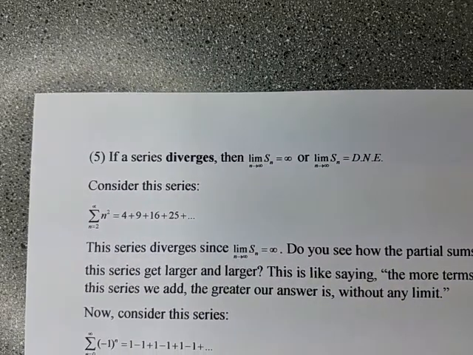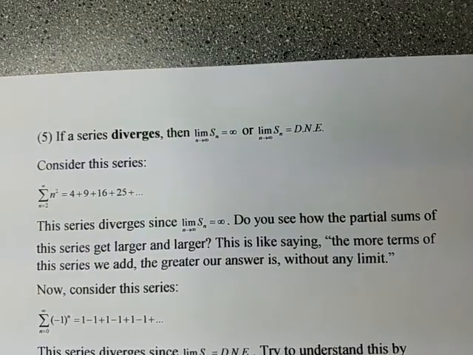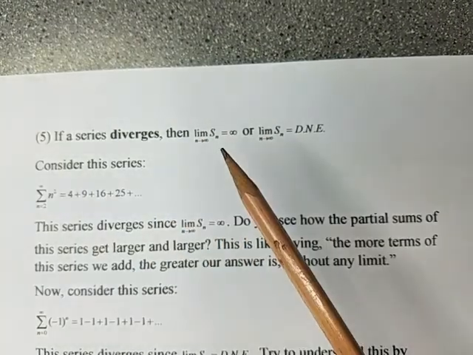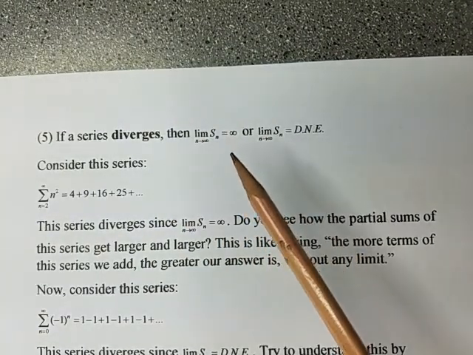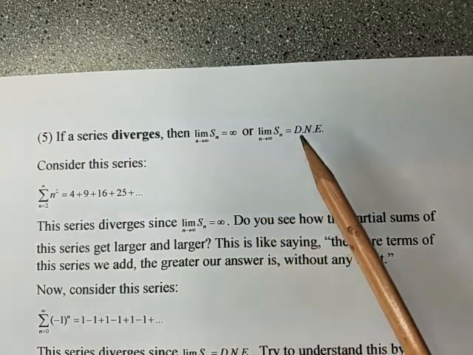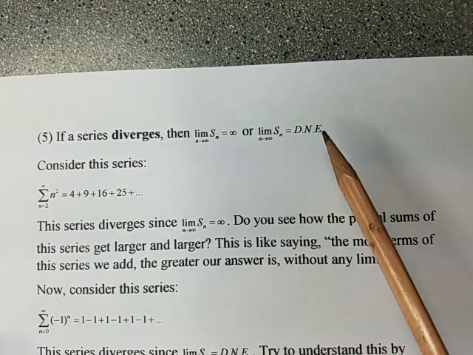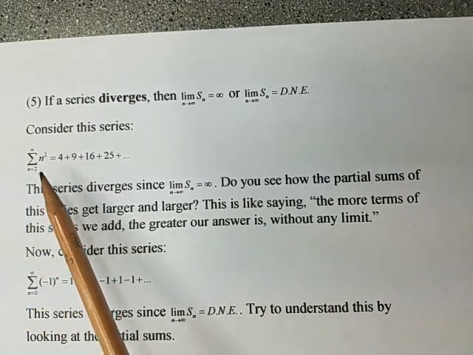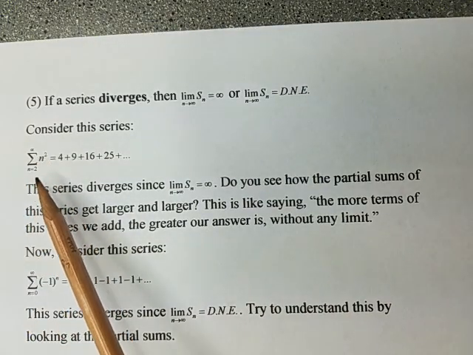Okay, so a series either converges or diverges. If a series diverges, that just means that the limit of the partial sums is either infinity or it doesn't exist at all. I'll give you an example of each. See this series right here? Sum from 2 to infinity of n squared. You start with 2.